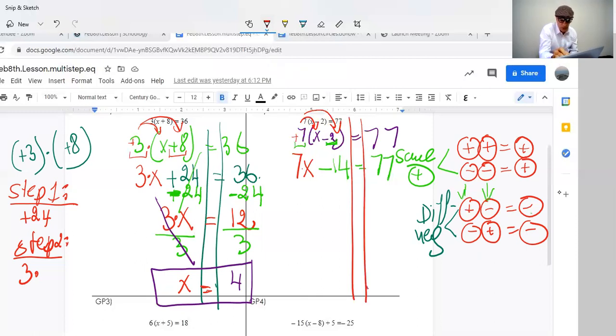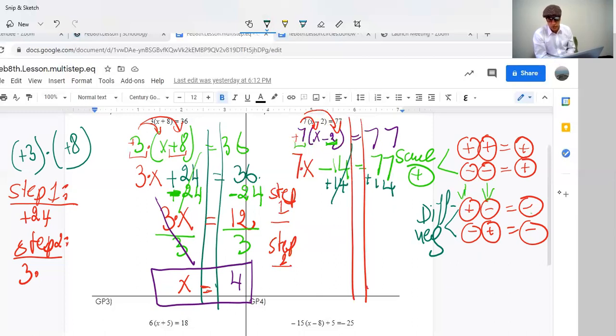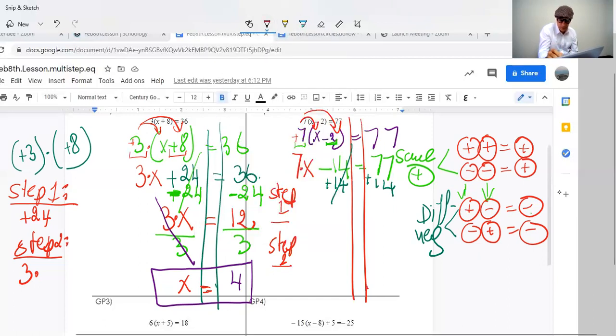At this point, to isolate the variable, just like the previous example, there are two steps. Step 1, we're going to get rid of that minus 14. And step 2, we're going to get rid of that multiplication by 7. So let's start with step 1. If it's minus 14, the opposite of that is plus 14. And we do that to both sides. Left side, no thinking. The reason I'm doing the opposite is because they're going to cancel out. And I am just left with the 7x all by itself. Equals, and 77 plus 14 gives me 91.